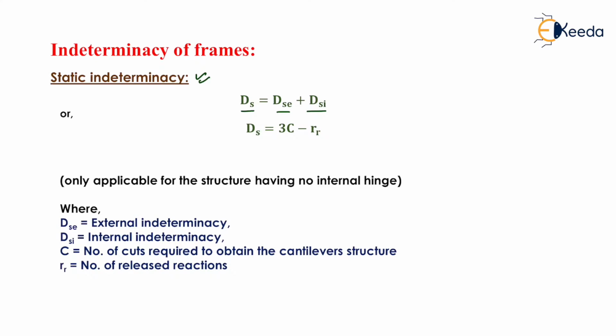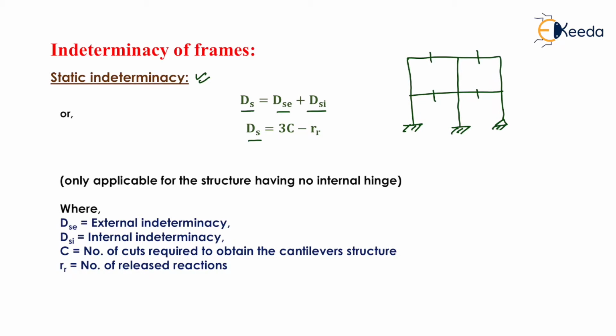Or we have one more formula, that is ds is equals to 3c minus rr, where rr is the release reaction and c is the number of cuts required to obtain the cantilever structure. Okay, now suppose that we have a frame here like this. One support is hinge and other two supports are fixed. Now if we want to obtain the cantilever structure, we need to put 4 cuts here.